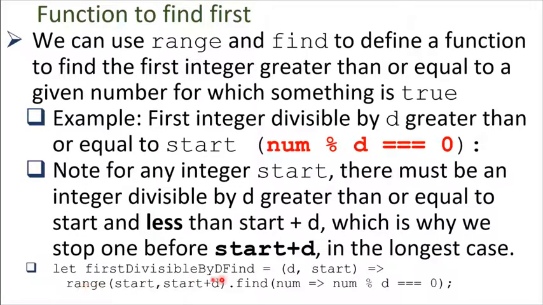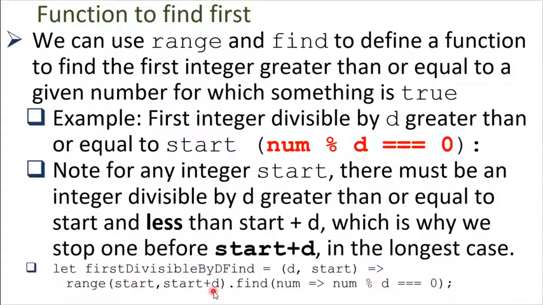So this is what our function would look like here. You see range start to start plus d. That's going to be the array that we're checking, and then we do dot find, right? num arrow num % d equals 0. So we're passing this function here, or passing the reference to this function, this Boolean valued function that returns true whenever num is divisible by d.